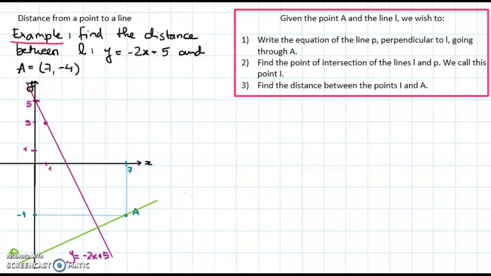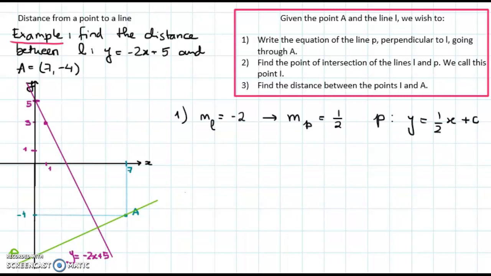Let's see what we know about the line. We know that the gradient of the line L is negative 2. Then we can write the gradient of the line P, because it's going to be the negative reciprocal of negative 2, so it's going to be a half. That means that we know so far that our line P has equation y equals a half of x plus c, and we want to find that value of c.